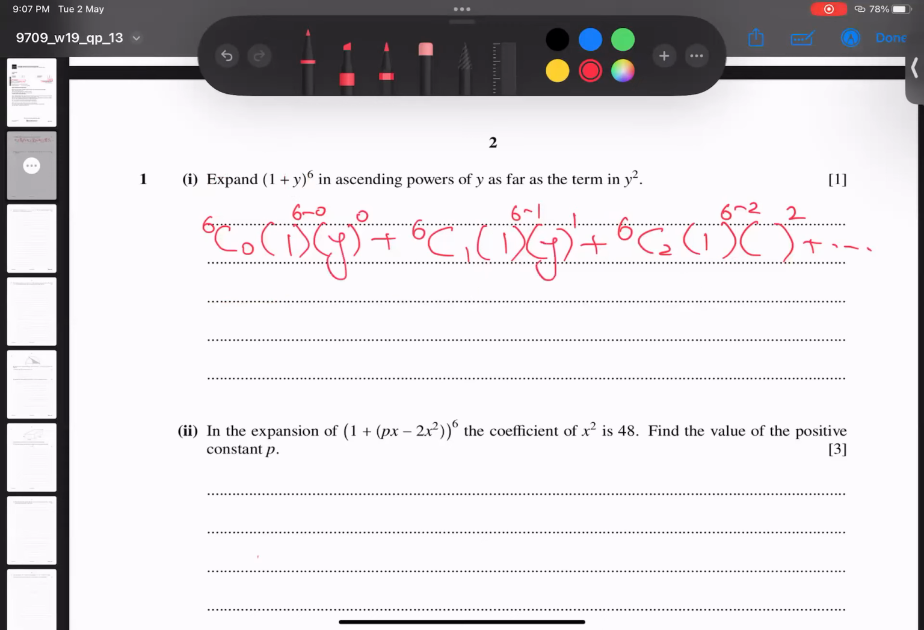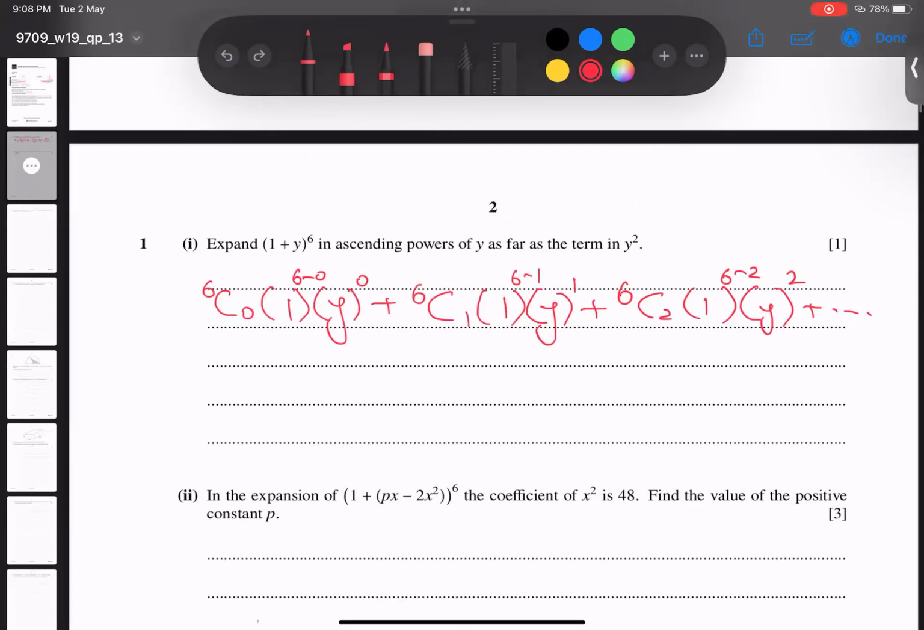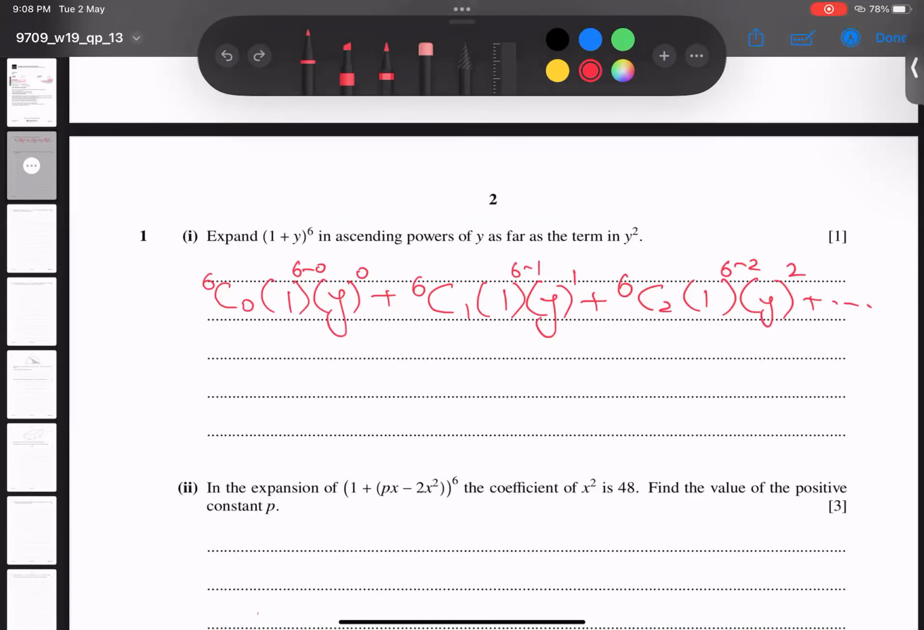Y, and y. So you can see that 1 to any power is 1. So why do we waste our time? Next time you can write directly, even without writing this whole idea. You can write 6C0, y to power 0, 6C1, y to power 1, 6C2, y to power 2. That is why it is 1 mark only. So you can save your time by writing this way.